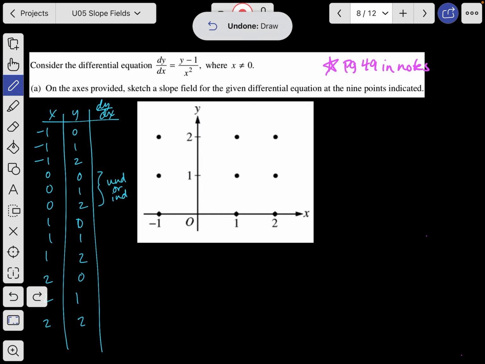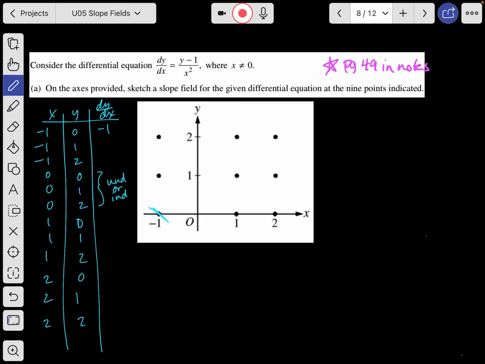Let's take our x value negative 1. I just have to plug it into the function. So if my x is negative 1, that'll square, and I'll have a positive 1 and 0. So how about negative 1 over 1? So that's negative 1. So the slope at this point, negative 1, 0, is negative 1.